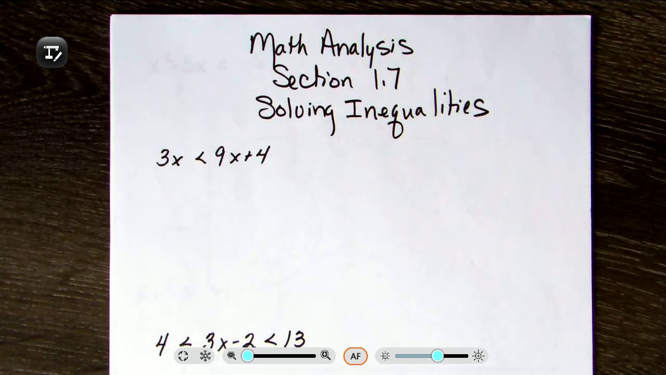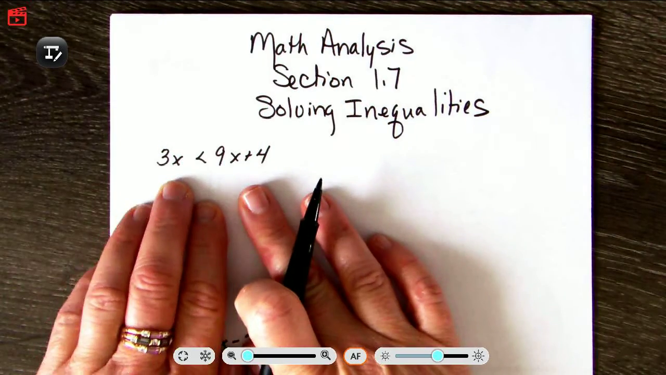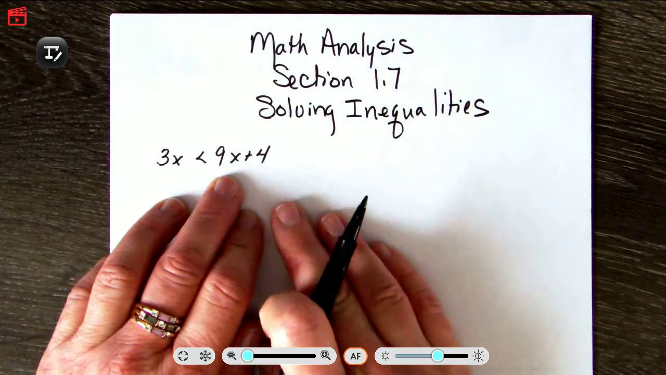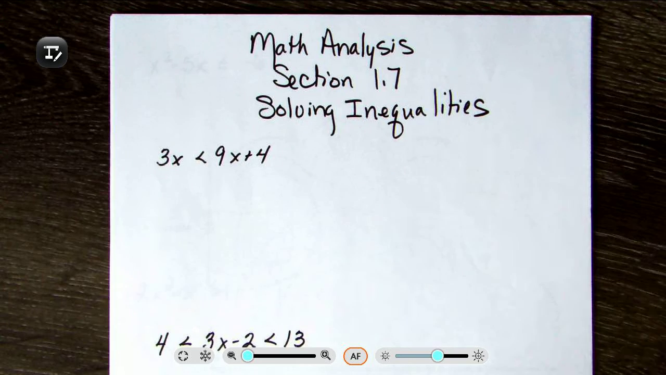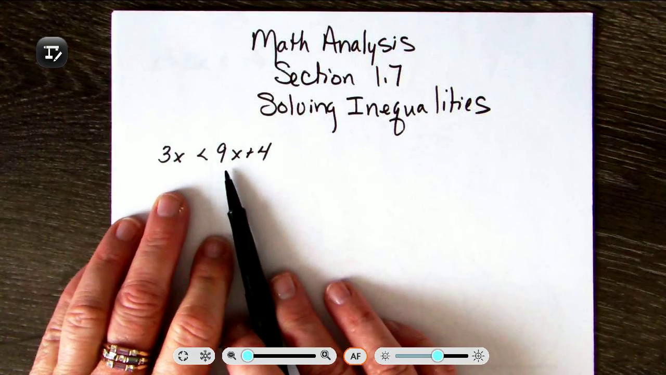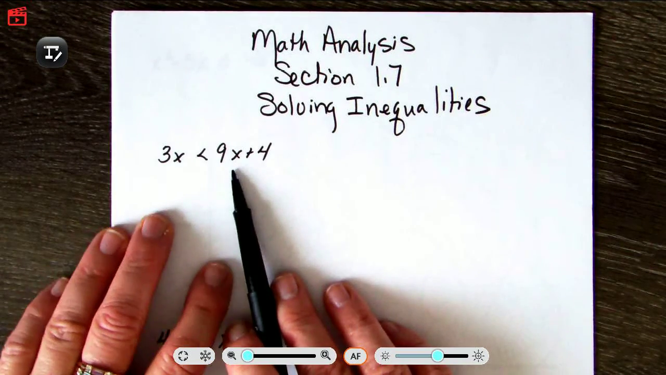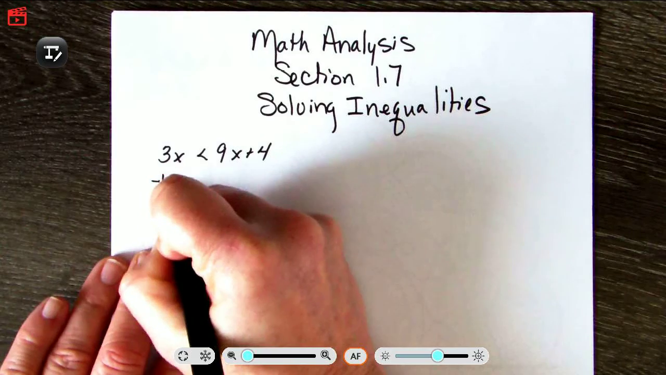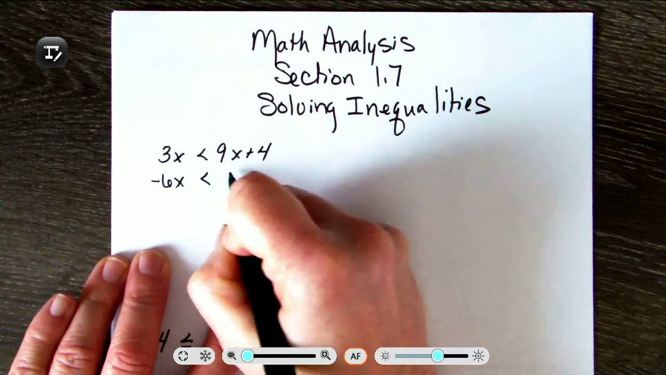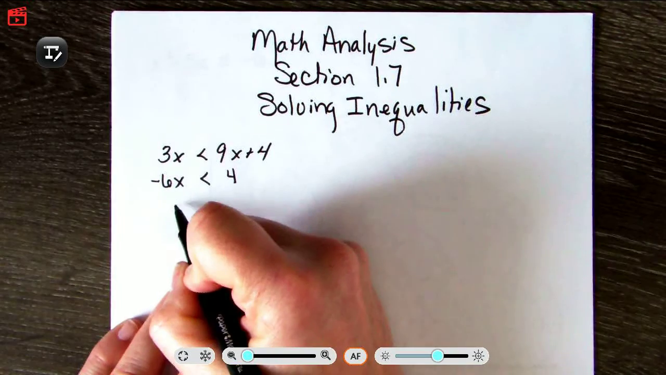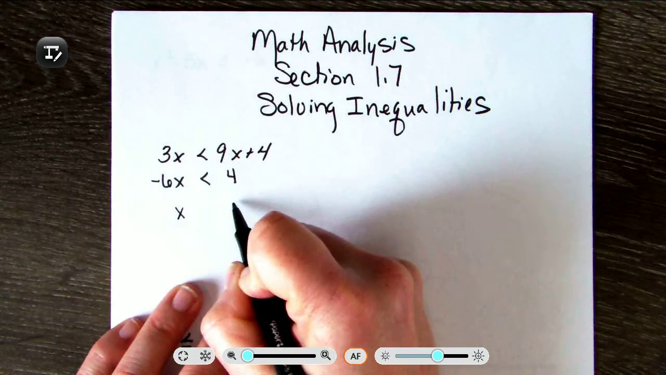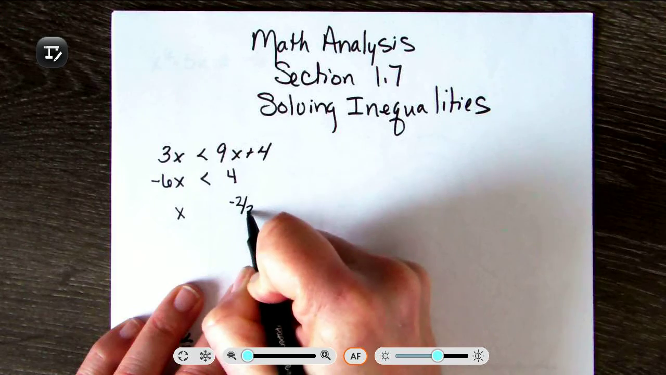Alright, so when I solve an inequality, and I have one here, 3x is less than 9x plus 4, the thing to do is we can treat it as an equality, but we have to be a little careful. So the first thing I'm going to do is subtract my 9x from both sides. That will give me negative 6x is less than 4. My next step is to divide both sides by negative 6. So this would give me negative 2/3.